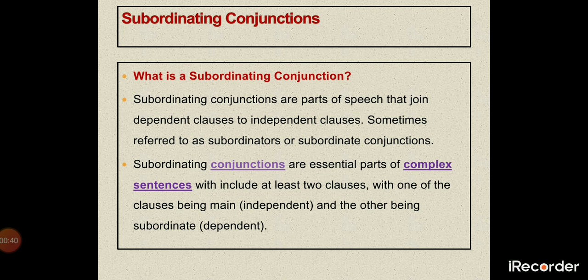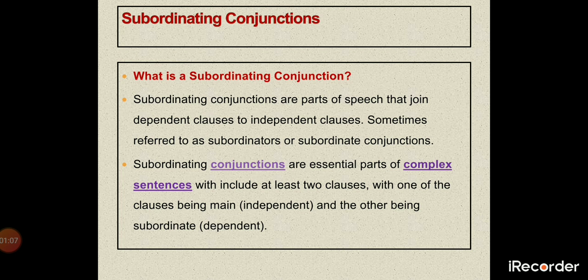First of all, we will discuss what these subordinating conjunctions are. Subordinating conjunctions are parts of speech that join. The function of a subordinating conjunction is to join dependent clauses to independent clauses in a sentence. They are sometimes referred to as subordinators or subordinate conjunctions.